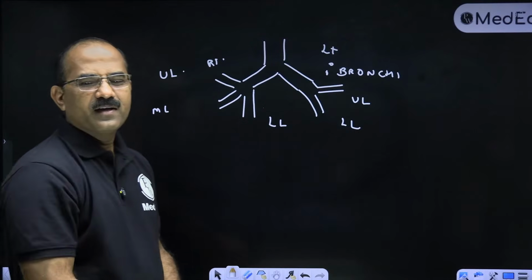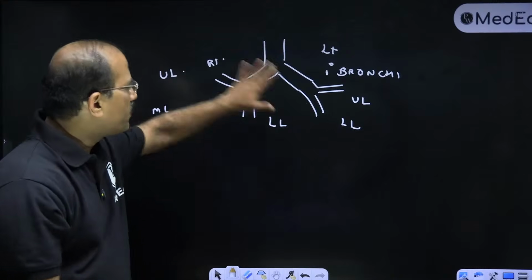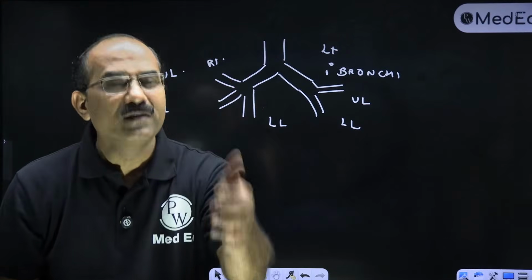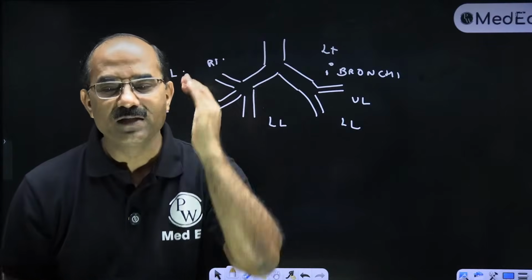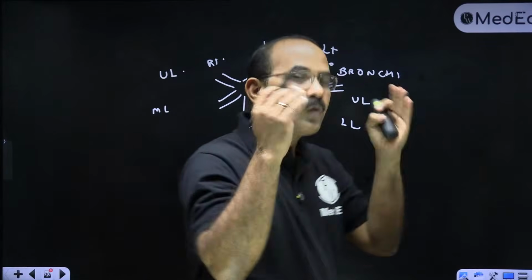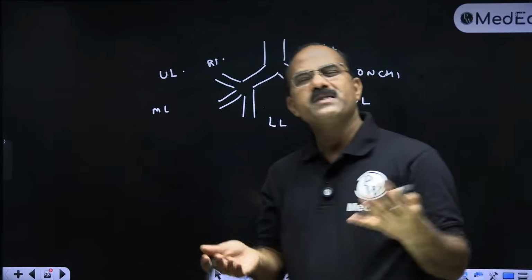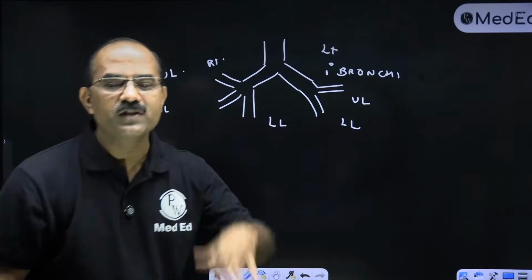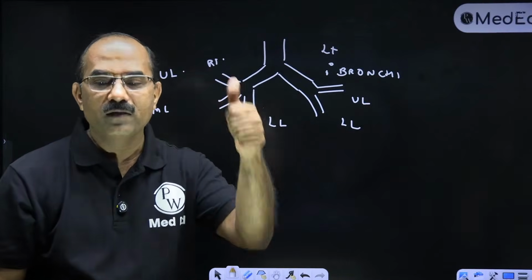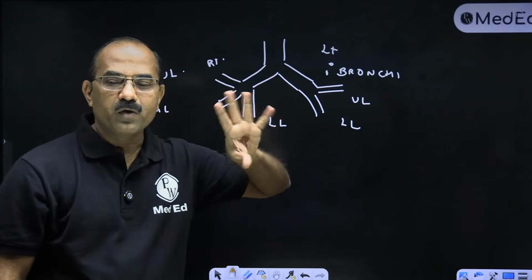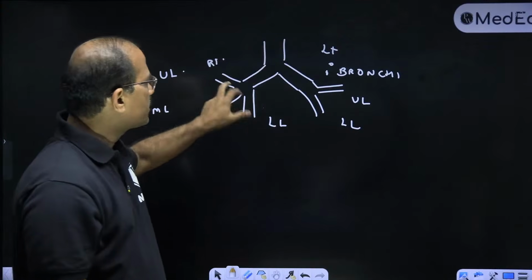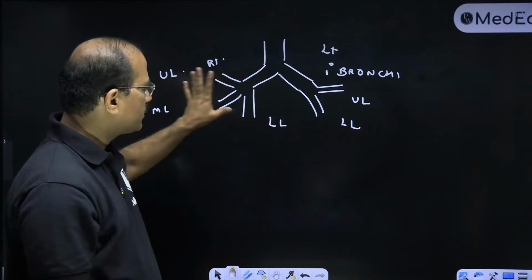Hi Siraj. The part of the lung which is supplied by one tertiary bronchus is called a bronchopulmonary segment. So what is a bronchopulmonary segment? It's the part of the lung supplied by one tertiary bronchus. Now understand bronchopulmonary segments. Just have a look at this.